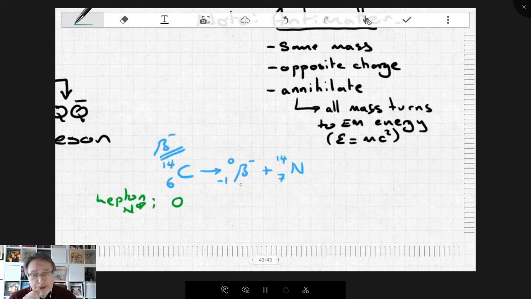Now, an electron, a beta minus particle, is a lepton, so it has a number of +1. Don't get confused by the charge. And nitrogen 14 has no leptons, so it's 0. So this doesn't work because 0 does not equal +1 plus 0.